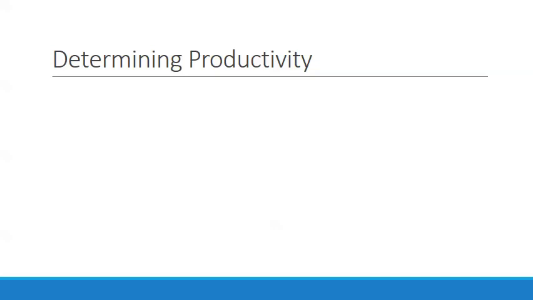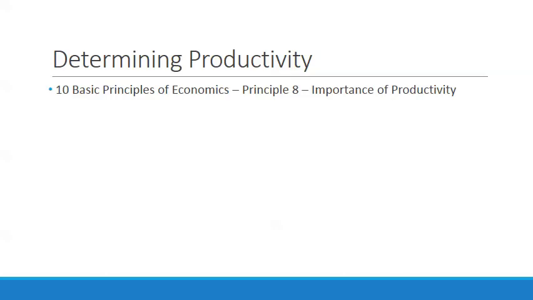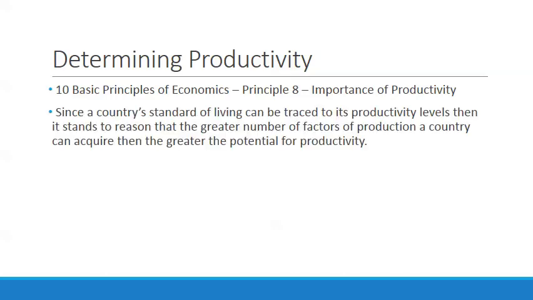Now, if you remember from the very first lesson on the basic principles, one of the things we talked about was how productivity influences your standard of living, and the more productive you are, the higher your standard of living is. So that was from Principle 8, the importance of productivity. So I put it back in here. So since a country's standard of living can be traced to its productivity levels, then it stands to reason that the greater number of factors of production a country can acquire, then the greater the potential for productivity.